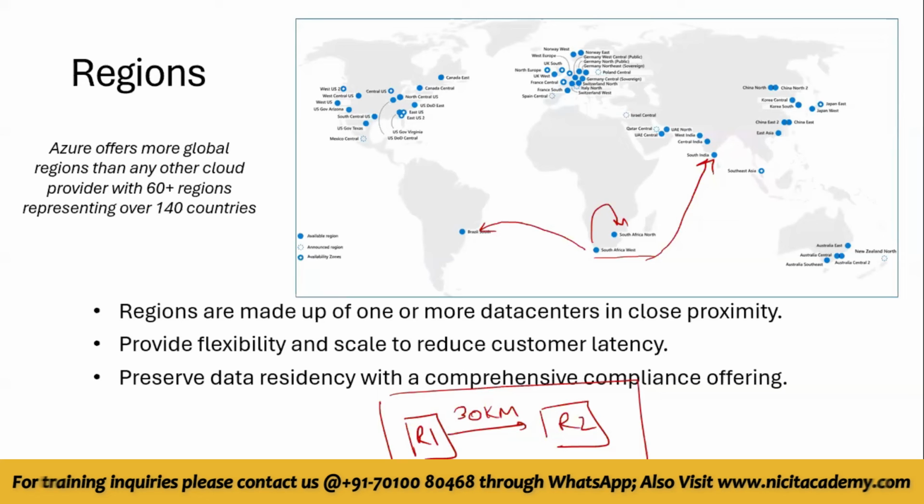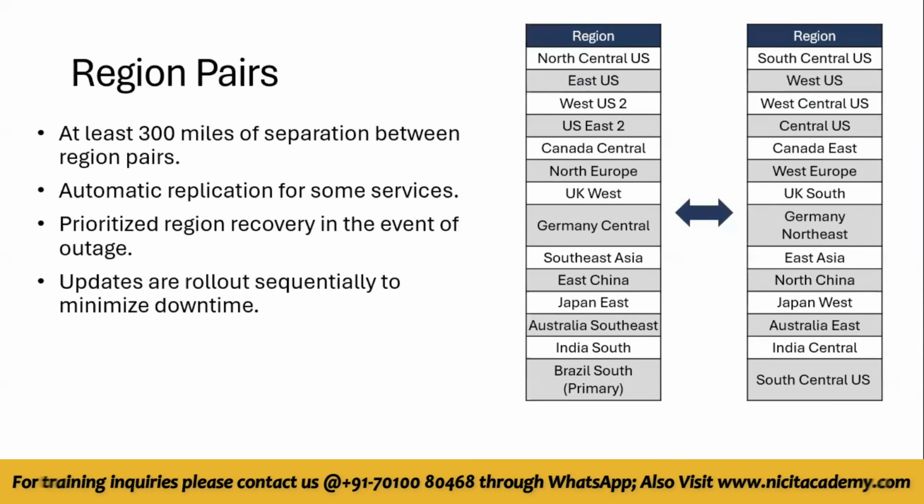So therefore, it's not a good idea to select regions which are very close by. For that reason, we have certain conditions for two regions to be region pairs. The very first condition is that they should be at least 300 miles apart. For any two regions to be a region pair, they should be 300 miles apart.